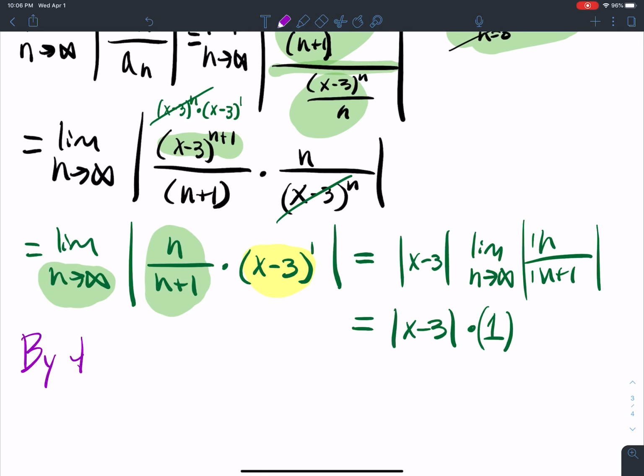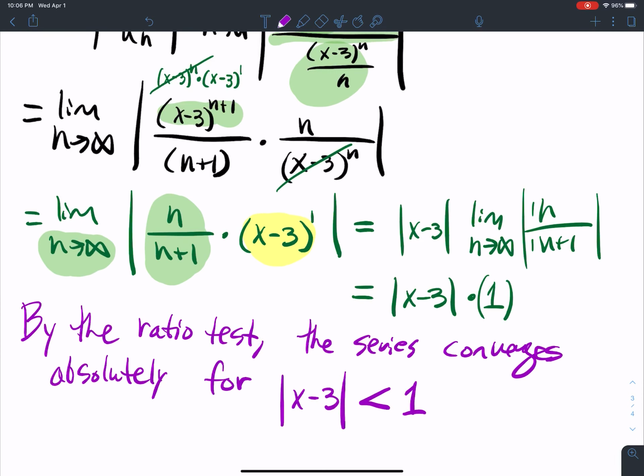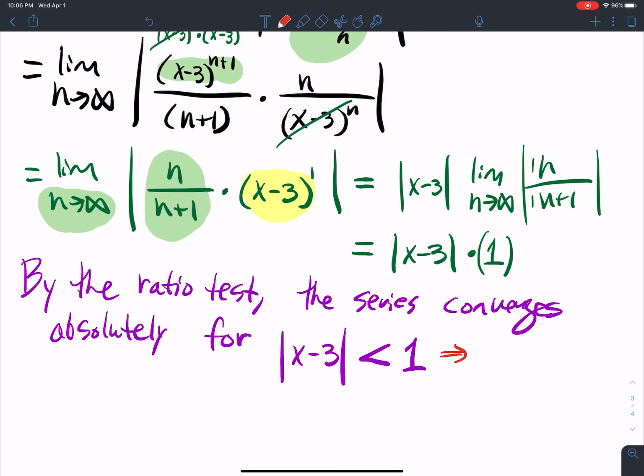Okay. Now, what's going on here? By the ratio test, the series converges absolutely for what? For this answer, the absolute value of x minus 3 to be less than 1. If it's less than 1, it converges absolutely. So what does that tell me? That tells me that we have x minus 3 between negative 1 and 1. So x is between 2 and 4.